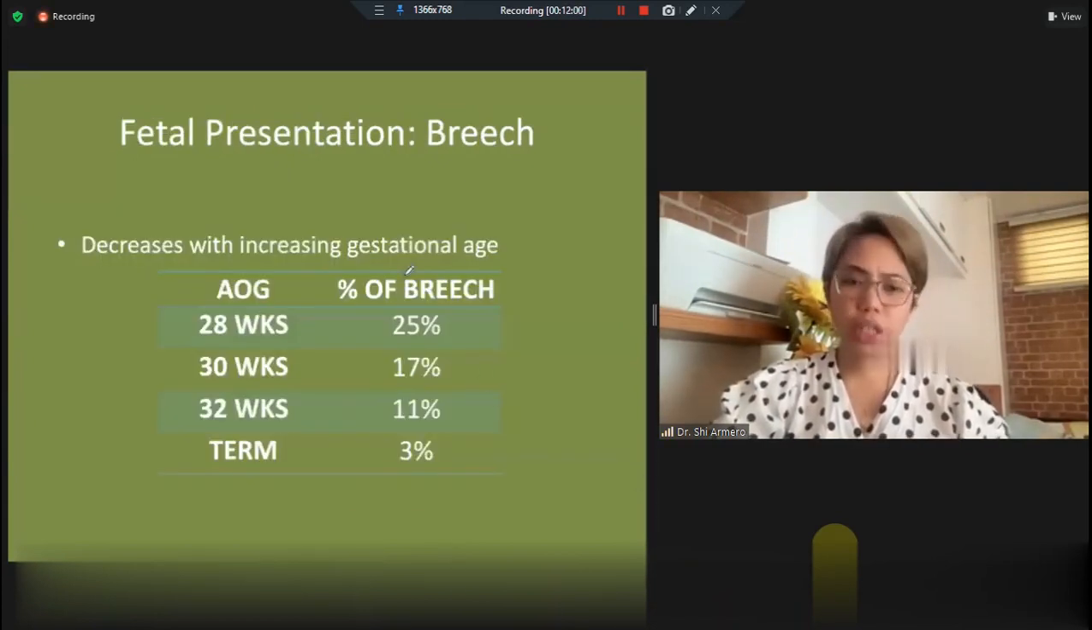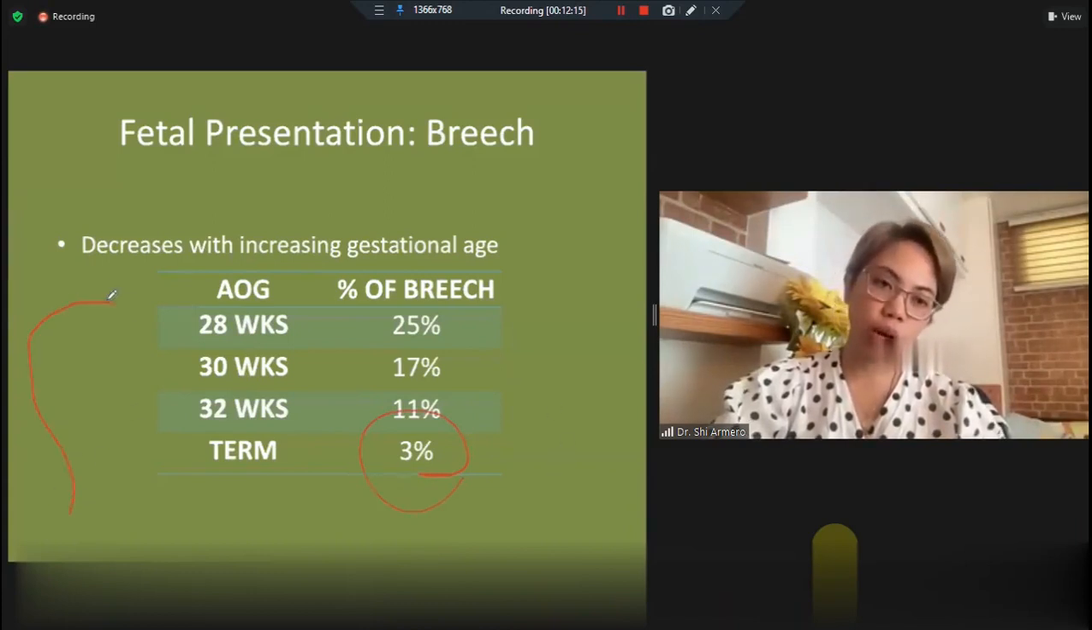Okay? Breech. As you can see in this tabulation, you will be able to appreciate that as the baby approaches term, the percentage of breech lessens. Doktora, bakit ganon? So, if you recall the pear shape of the uterus, di ba? Pag si baby breech pa, the head is bigger than the body. Kasi hindi pa siya masyadong bulky. But as the baby grows, nagiging mas mataba ang puwet, the legs become too big, the arms are big. So, it rotates spontaneously. Kaya nagiging cephalic siya.